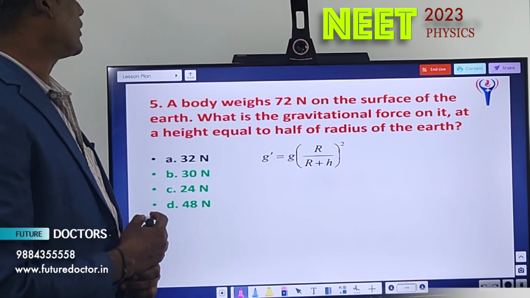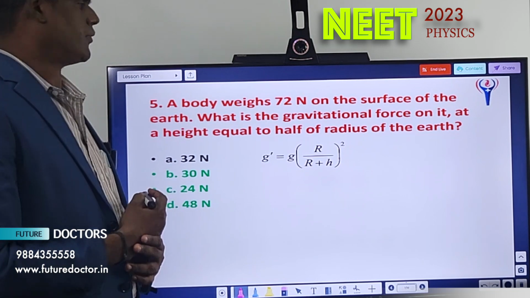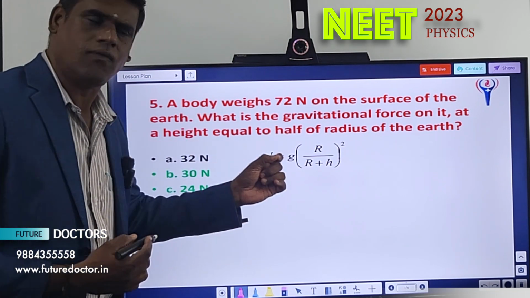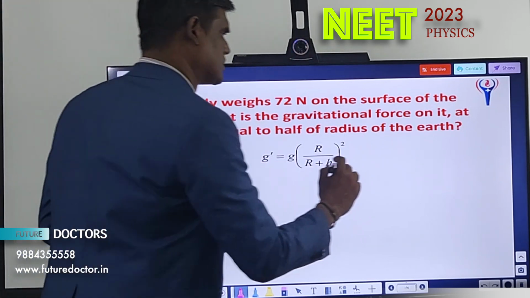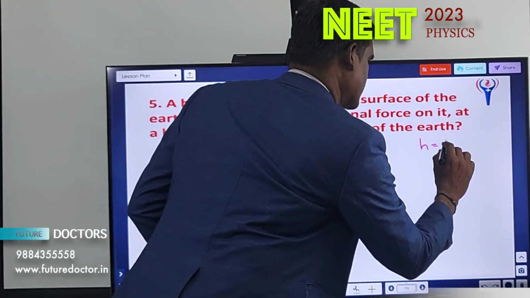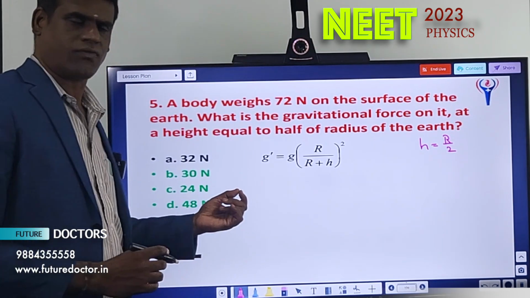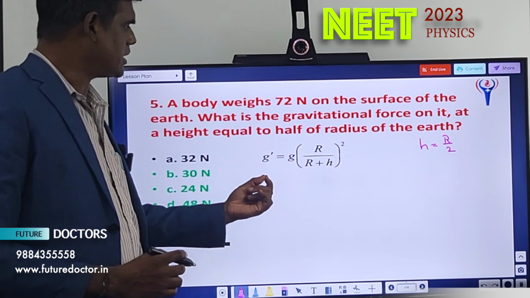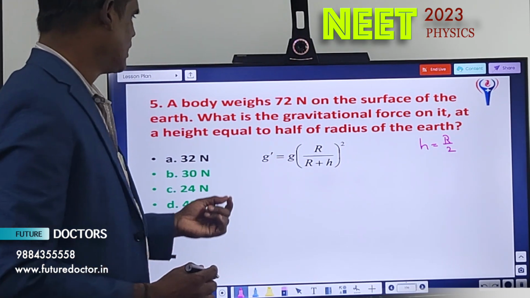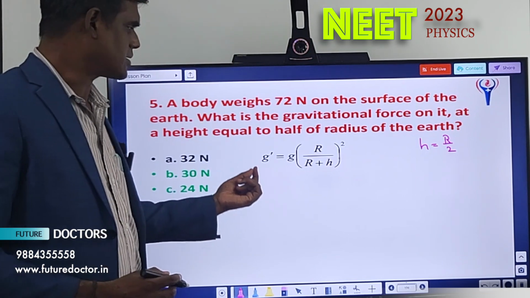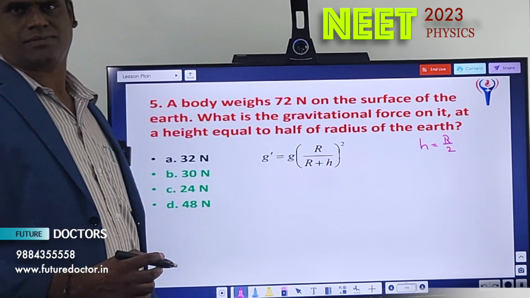A body weighs 72 Newton on the surface of the earth. What is the gravitational force on it at a height equal to half of the radius of the earth? That is, h equal to half of the radius of the earth, R by 2. Substitute h equal to R by 2 in this formula. This is the formula g dash equal to g into R by R plus h. And g is the actual acceleration due to gravity. g dash is the acceleration due to gravity at height h.